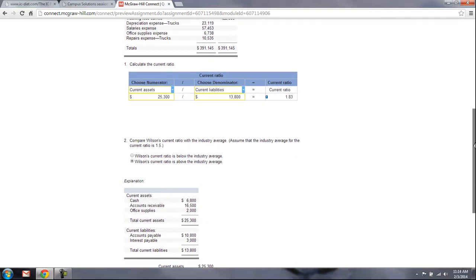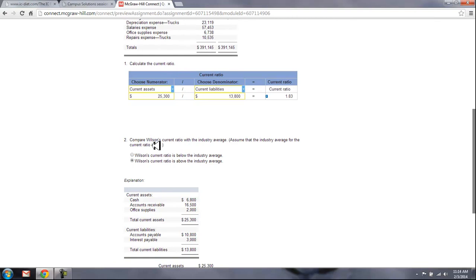Part 2 of this problem. Compare Wilson's current ratio with the industry average. Well, if the industry average for this kind of company is 1.5 and Wilson is 1.83, then Wilson's current ratio is above the industry average.